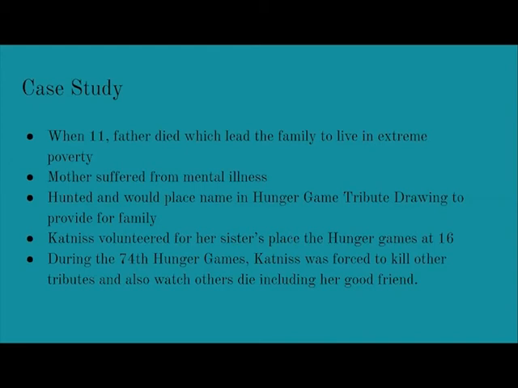Also during that time, she was the main caretaker of her house due to her mother's mental illness and emotional shut out. And so she was also taking care of her younger sister. At the age of 16, Katniss volunteered for her sister's place in the 74th Hunger Games. The games are seen as a must to remember the uprising, where 26 tributes will face off against each other to the death. After volunteering for the games, Katniss was put into the arena where she had to fight for her life and the lives of others, eventually having to kill other tributes and also watch while others die, including her really good friend Rue.